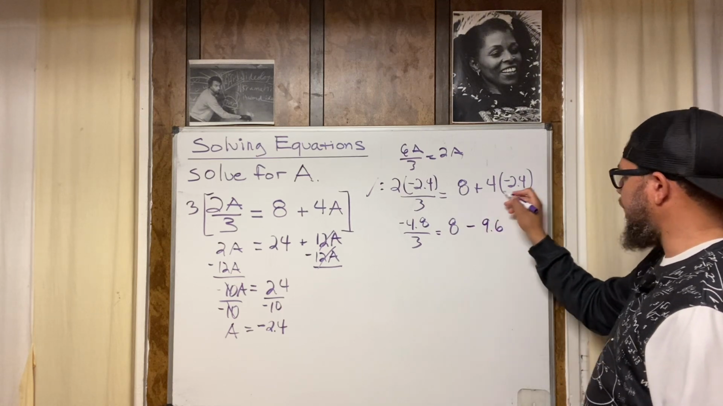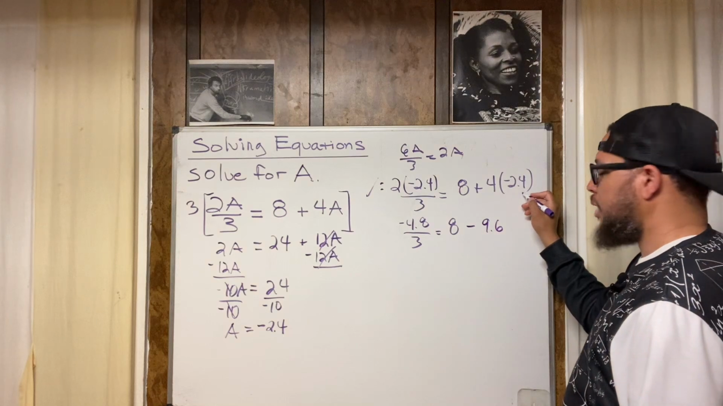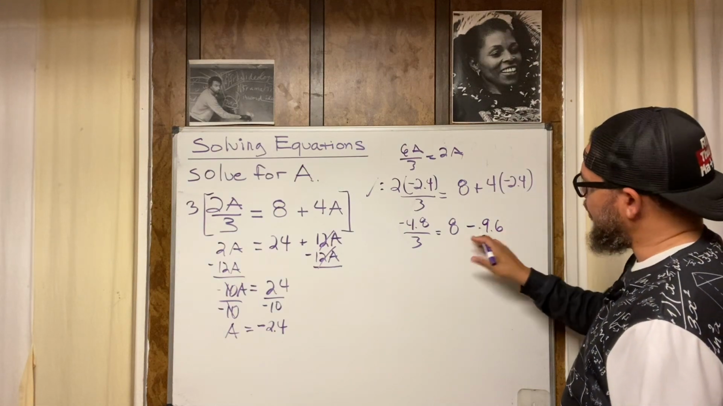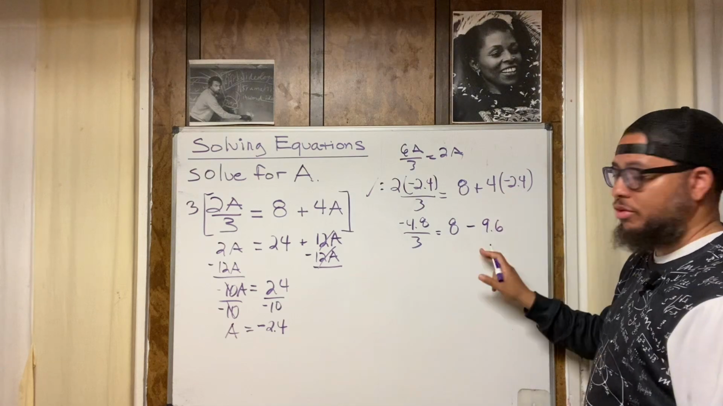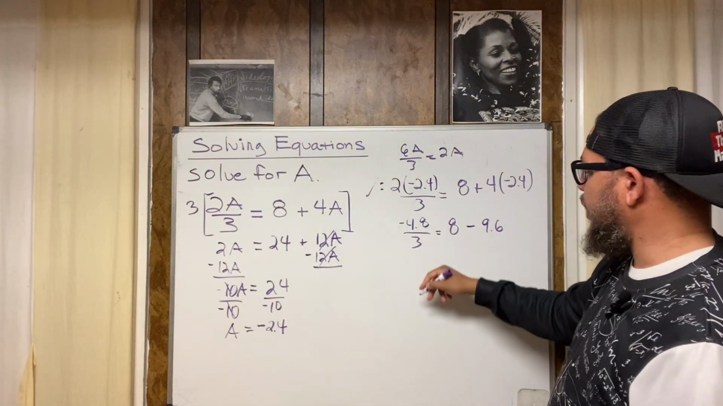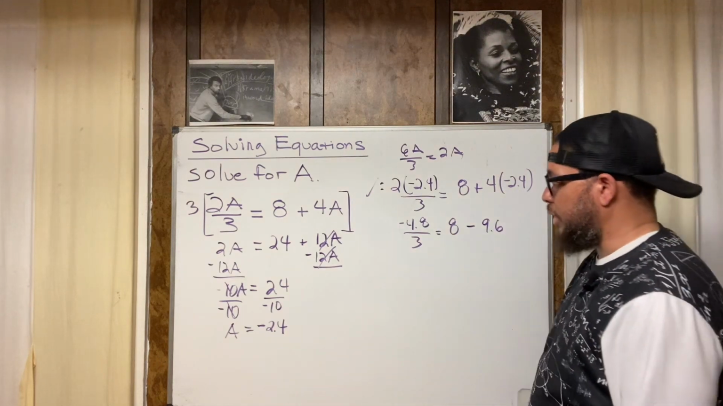Because 4 times 2 is 8. 4 times 0.4 is 1.6. So 8 plus 1.6 is 9.6. But it's negative because a positive times a negative gives you a negative. So now, what's 4.8 divided by 3? Negative 4.8 divided by 3.